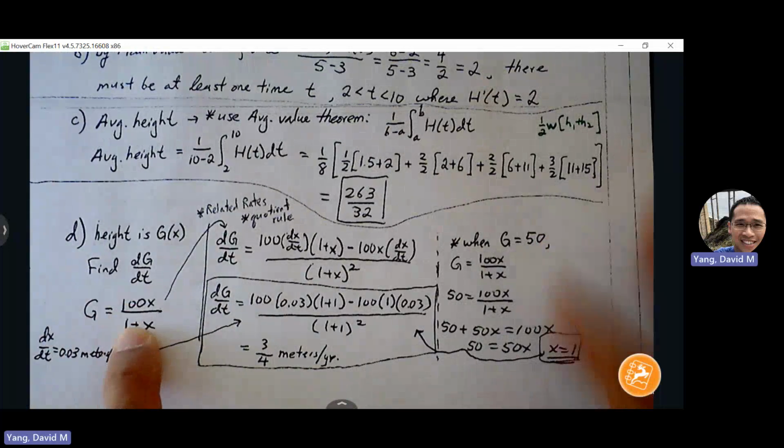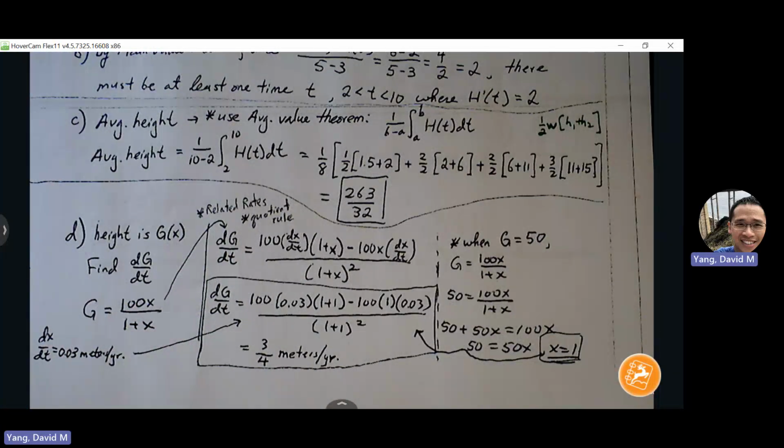So g equals 100x over 100 plus x. G becomes dg dt. Then we do quotient rule, f prime g minus f g prime all over g squared. dx dt is 0.03. Given the g value, when g is 50, we can work backwards with the original equation to figure out what x is. And once we have the x value, we can plug that in as well.